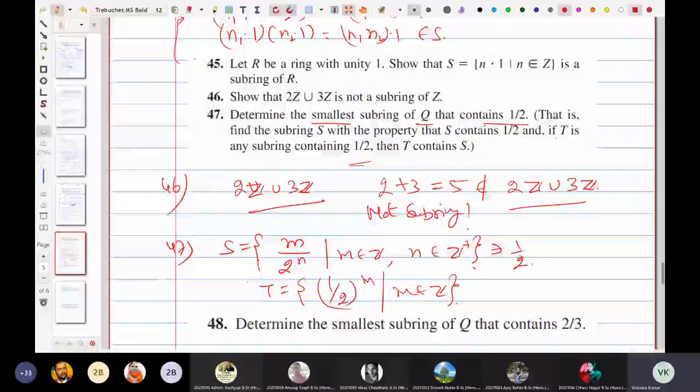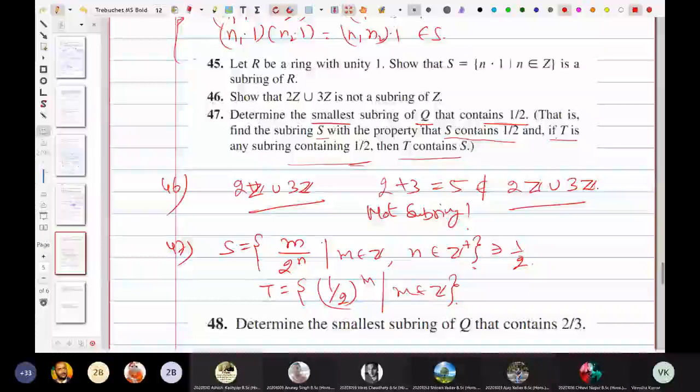So this is determining the smallest subring of Q that contains 1/2, that is, finding a subring S with the property that S contains 1/2, and if T is any subring containing 1/2, then T contains S. So if T contains 1/2, then it should supersede this set. Because every power of 1/2, 1/2 to the power m, will be there, because of the closure property, and subtraction also we can take.